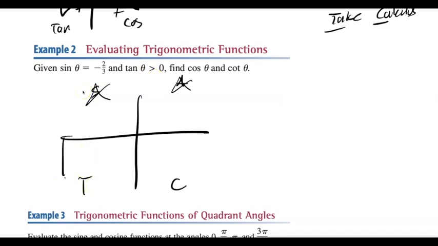So that's our triangle. And what else do we know? It's sine, SOHCAHTOA. Opposite over hypotenuse. Opposite should be negative 2. Hypotenuse should be 3. I got to find cosine and cotan.